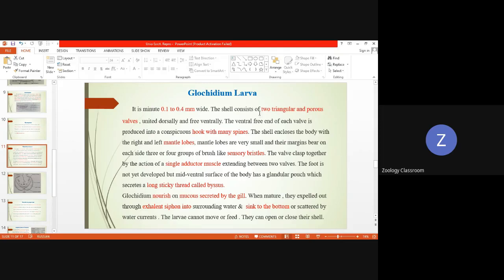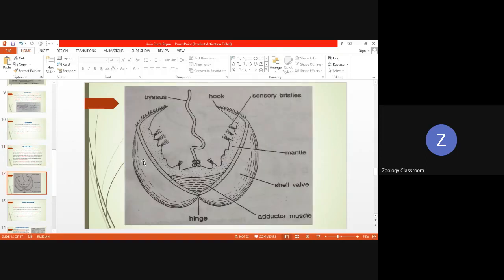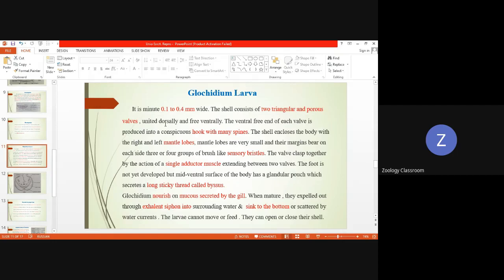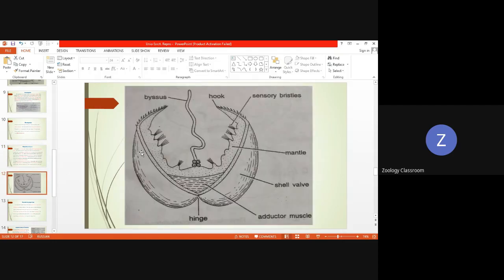The shell consists of two triangular and porous valves. See how it appears. These are the two valves, porous valves, united dorsally but free ventrally. So this is the dorsal side. They are united but they are free. So these are the free ends, free dorsally, ventrally.